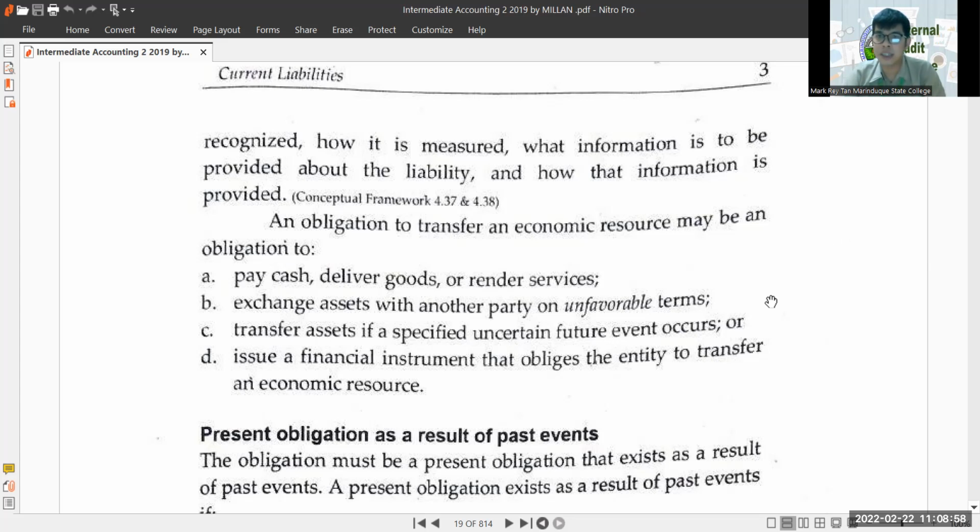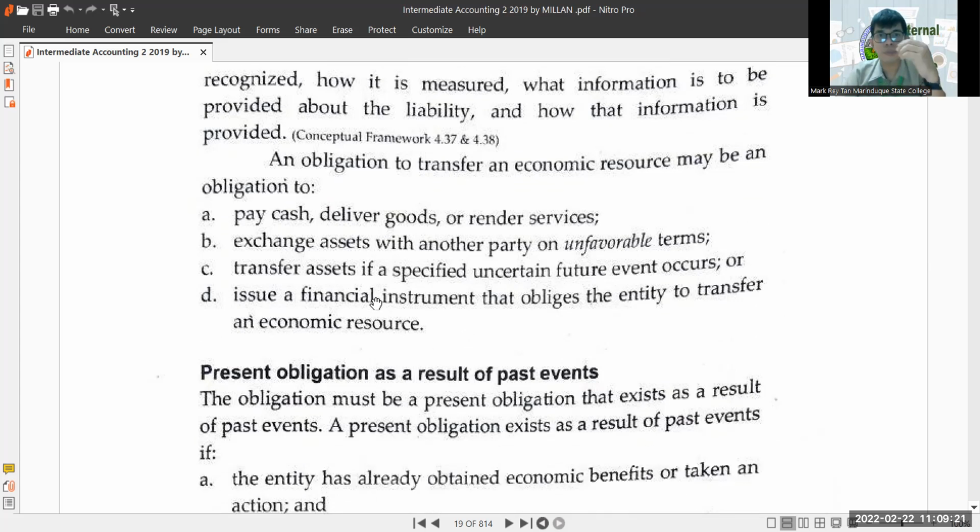Diba? Alam naman natin na mirror image yung assets at liabilities. Letter C, transfer of assets if a specified uncertain future event occurs. And letter D, issue a financial instrument that obliges the entity to transfer an economic resource. Okay. So ito class yung mga mode of transfer of economic resource. Okay, so we're done with the second aspect.